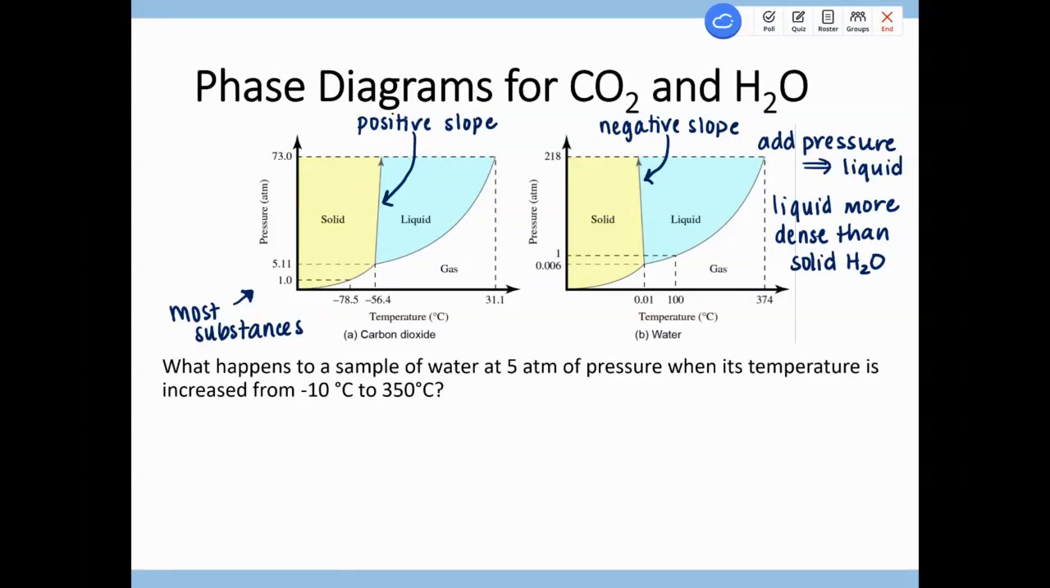What would happen if we have a sample of H2O, not necessarily liquid, at 5 atmospheres of pressure? It starts at negative 10 degrees Celsius and goes to 350. What's going to happen with that sample in that process?